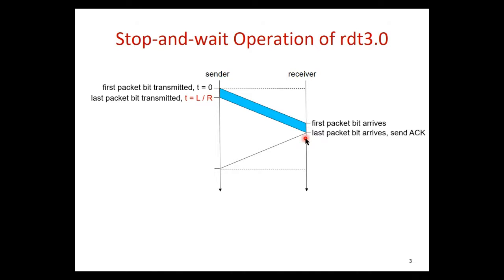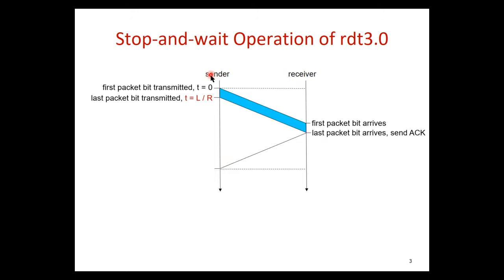Essentially, the transmission delay for the ACK is negligible. It's just a small number of bits. So the transmission of the ACK doesn't take much time, a negligible transmission delay. But there is propagation delay, right? So the time from here to here is the propagation delay. It's the time for the ACK to reach the sender.